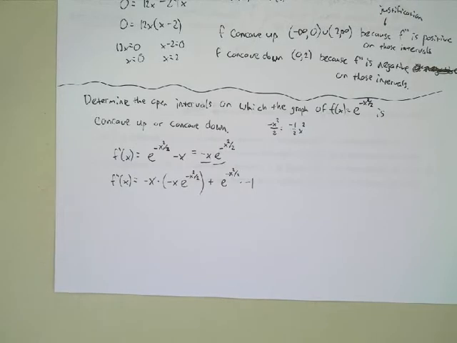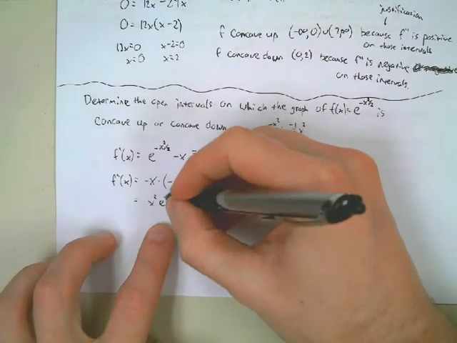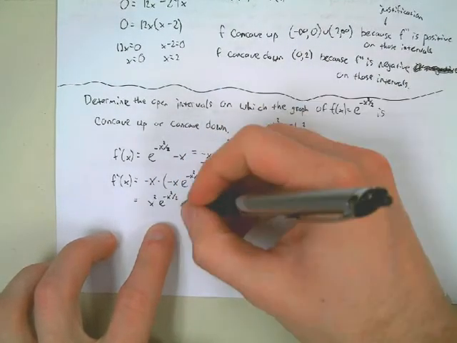What can we do at this point? Simplify. Okay, so we can simplify some. I have a negative times a negative. I get x squared e to the negative x squared over 2 minus e to the negative x squared over 2. And we want to set that equal to 0.